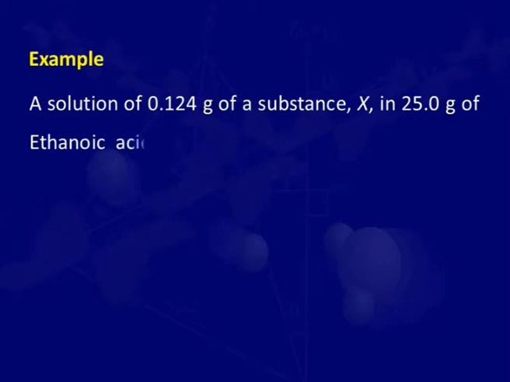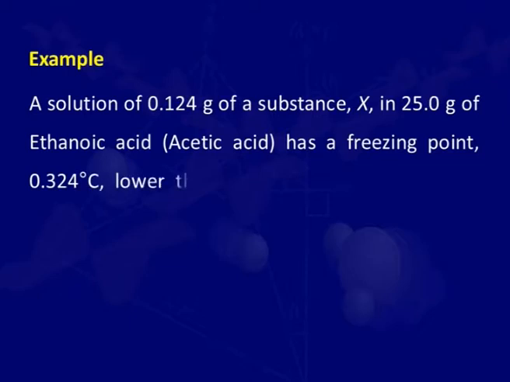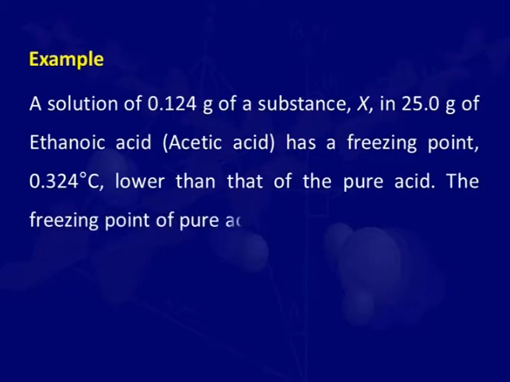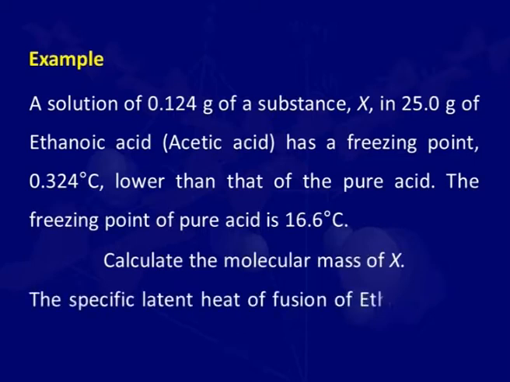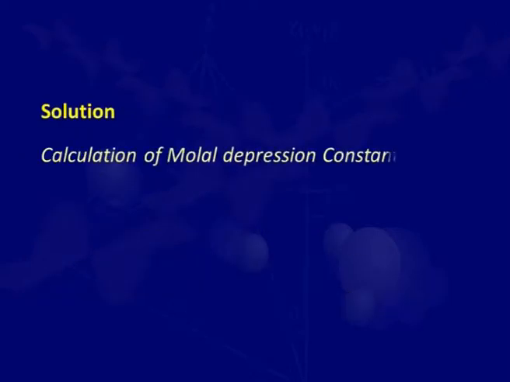For the calculation of molar depression constant, we can have a look at an example. A solution of 0.124 grams of a substance X in 25 grams of ethanoic acid has a freezing point 0.324 degrees Celsius lower than that of pure acid. The freezing point of pure acid is 16.6 degrees Celsius. Calculate the molecular mass of X. Given that the specific latent heat of fusion of ethanoic acid is 180.75 joules per gram.